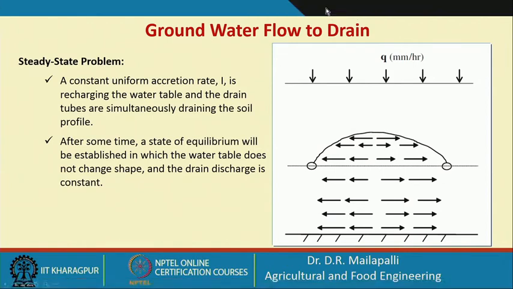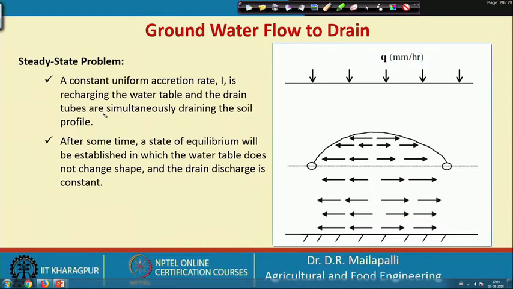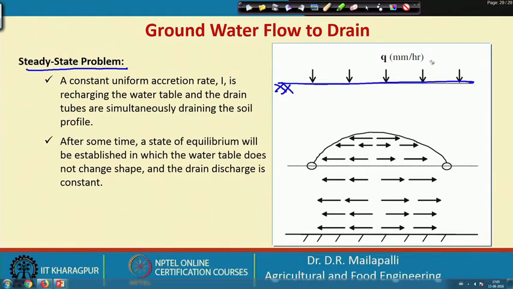All right, so next is the groundwater flow to drain. We have known the steady state groundwater flow using the Laplace equation, and this is a steady state problem, so you need to assume certain things while estimating the water flow, or the discharge or drainage, to the drain pipe. Here, this is the ground surface, and let us assume Q is the accretion rate, so the flow is taking place into the ground, and these are the drains, drain pipe 1 and drain pipe 2. After some time it makes an equilibrium with the flow system.